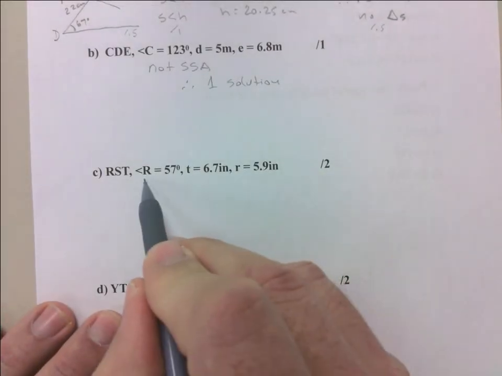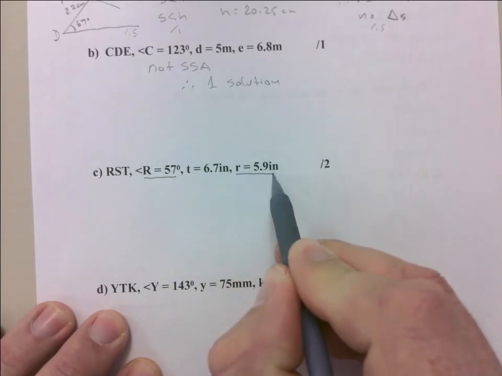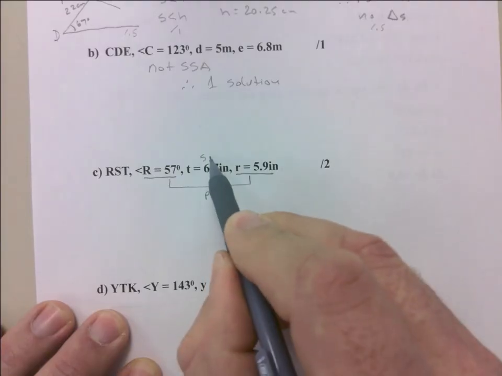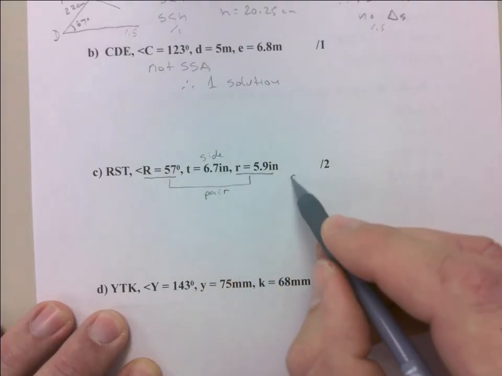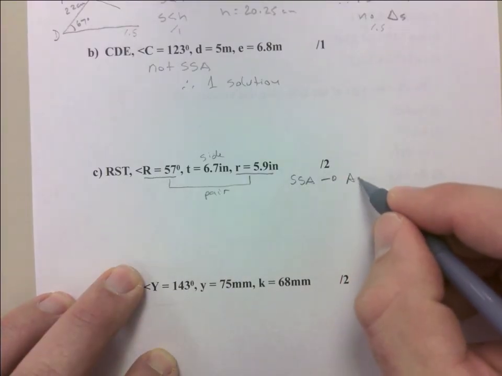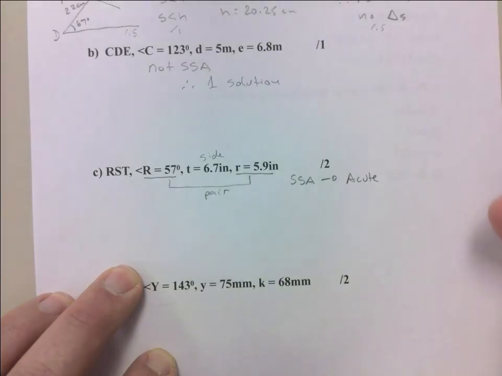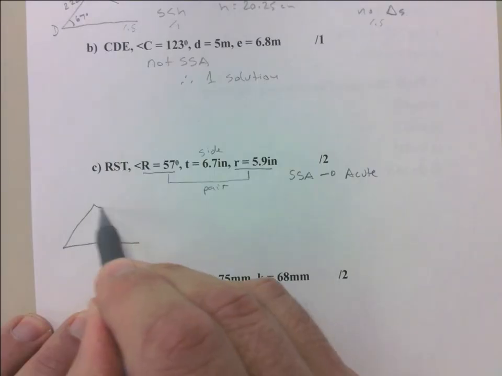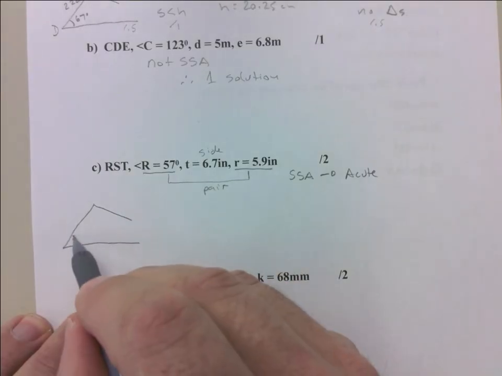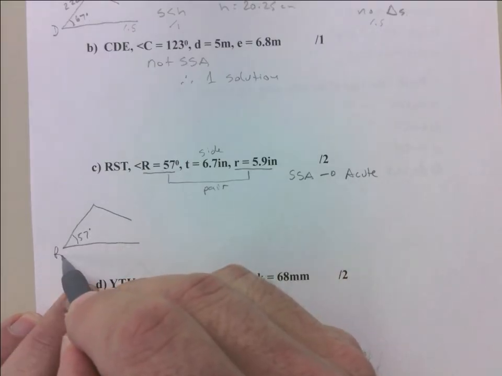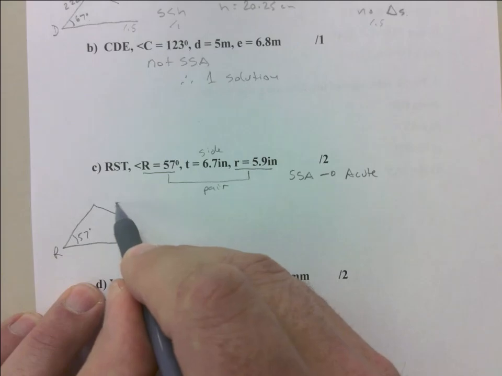RST, there's angle R, side R, so that's my pair. Plus I have another side. So then we know it's SSA. And we know that this is an acute case of SSA. So we set it up. And I make the angle be over here. I force it to be over here. And then, so this would be 5.9 inches.